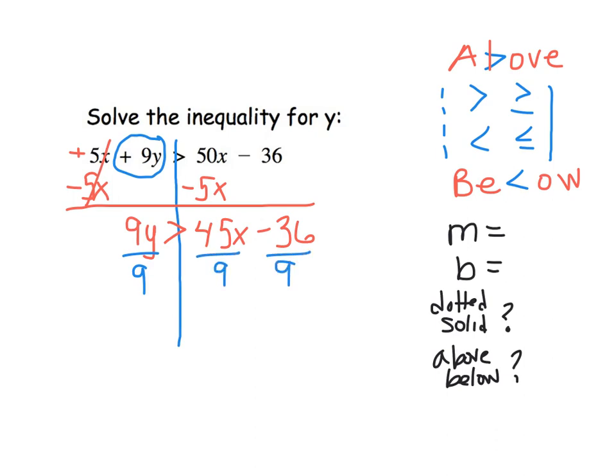Now the only difference in solving an inequality and an equation is the flip-flop rule. And the flip-flop rule says if I divide by a negative, I have to flip my inequality. But when I look, what I just divided by was a positive number, so no flipping involved. I can just go ahead and bring down my answer, which is y is greater than 5x minus 4. There's my inequality.